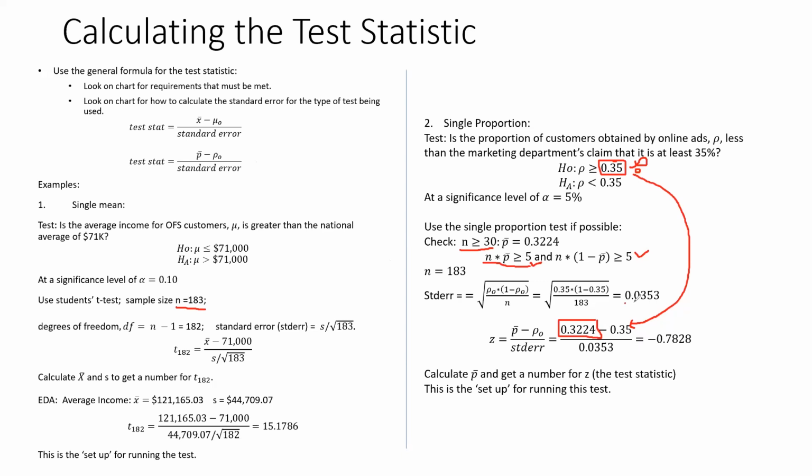All right. So standard error is calculated with this funky square root of p naught times 1 minus p naught over n. Putting it all in, we get 0.0353. That's always in our denominator. And we end up with a test statistic of negative 0.7828. Okay, so we did all this. That's our setup.